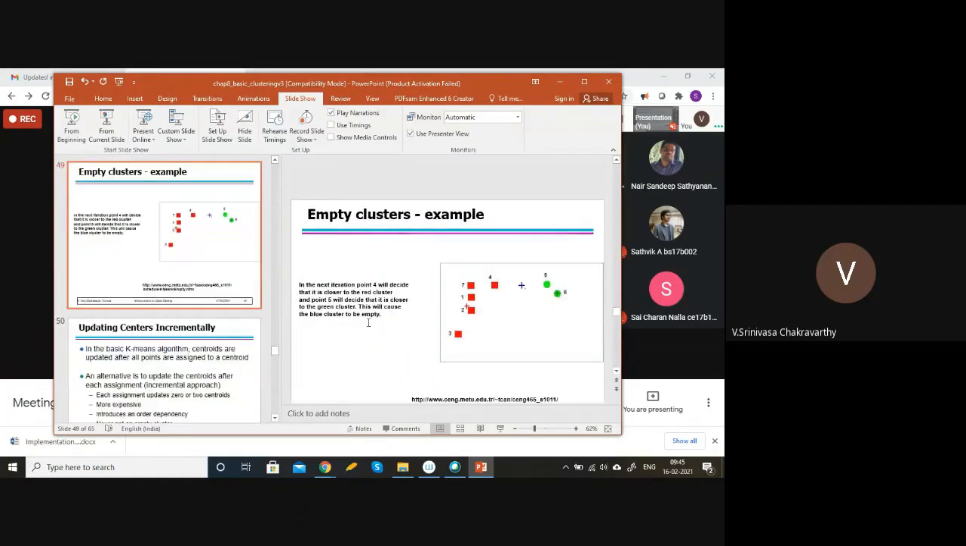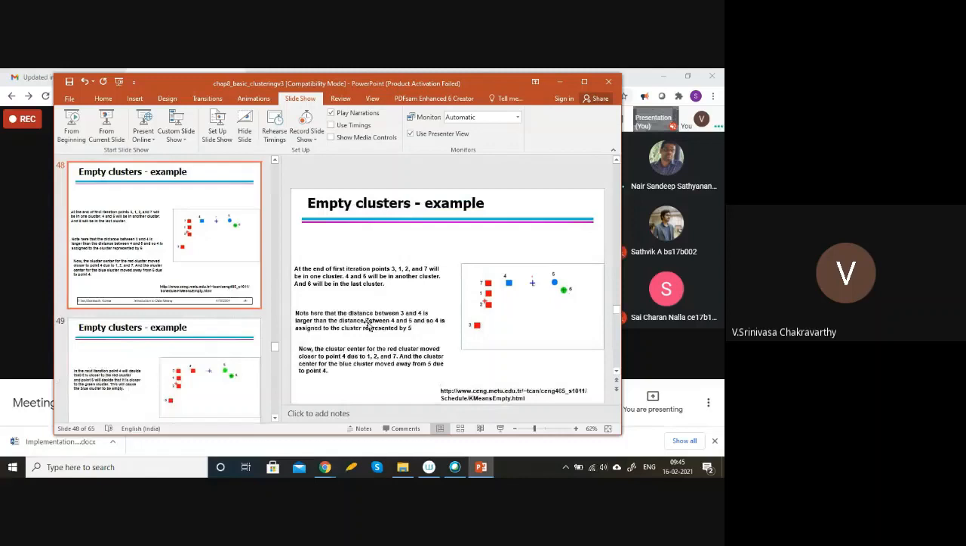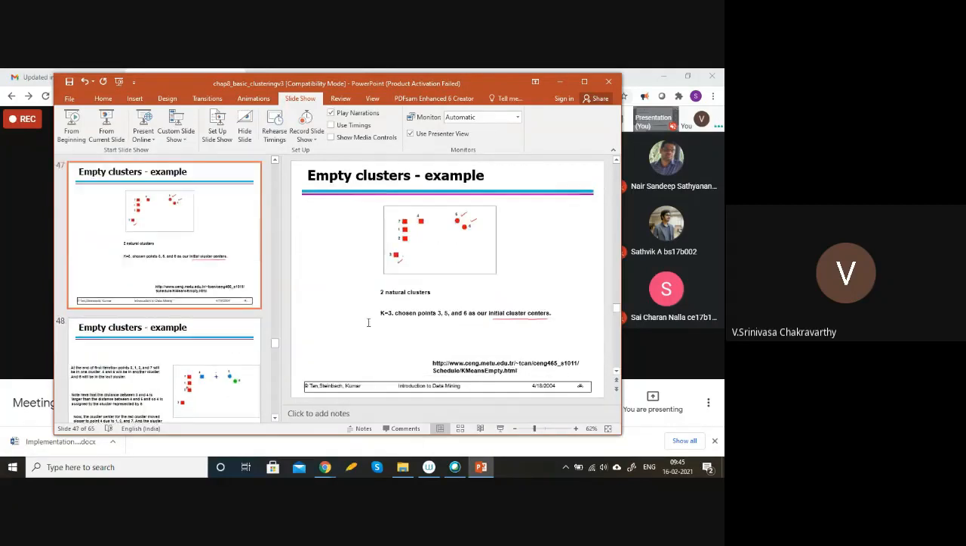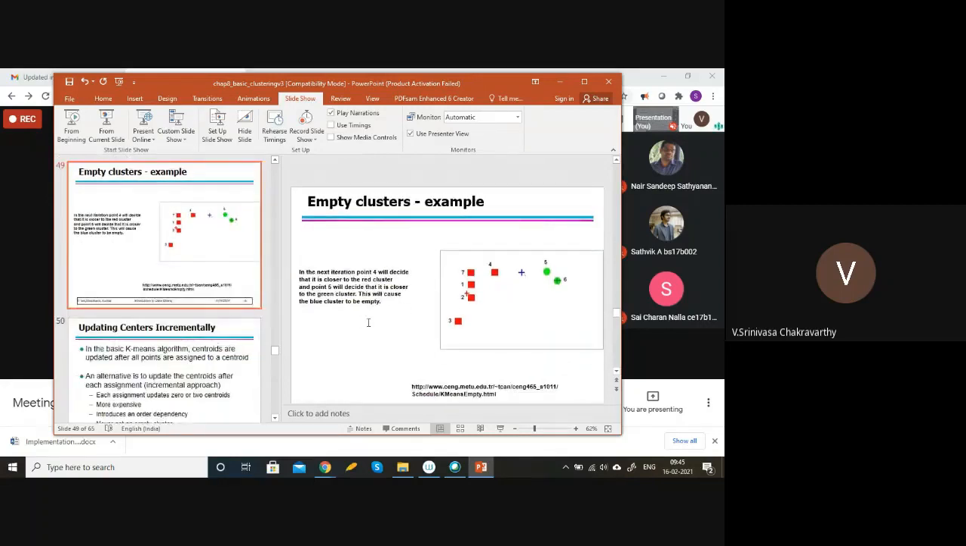Any other questions? The basic intuitive idea behind this is to avoid very large clusters and avoid very small clusters. That's how you get an overall small SSE.